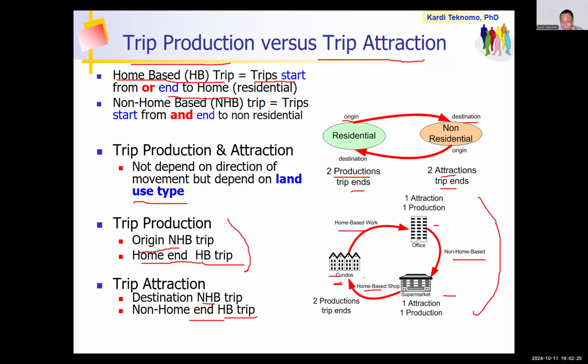Now, if you want to count the trip production and attraction, here you have one trip production and one attraction. Why? Because this is home base, right? So this is one production, and this is one attraction because this is non-home base. The same thing here. We have one attraction and one production, because one is non-home based, the other one is home based. Is it clear or not?